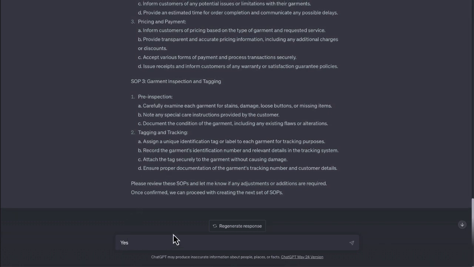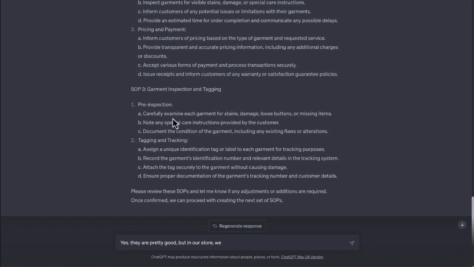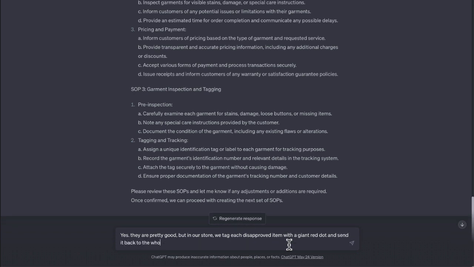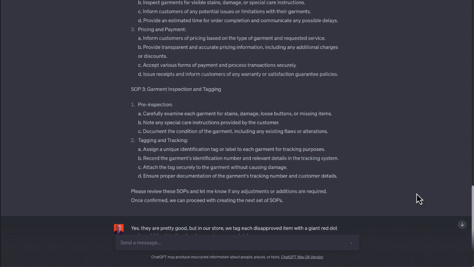You know, yes, they are pretty good. But in our store, we tag each disapproved item (I knew that was going to be spelled wrong as soon as I typed it) with a giant red dot and send it back to the cleaning service on a rush job. Okay, I don't know anything about this industry. I'm just making this stuff up, but let's see what it actually does.